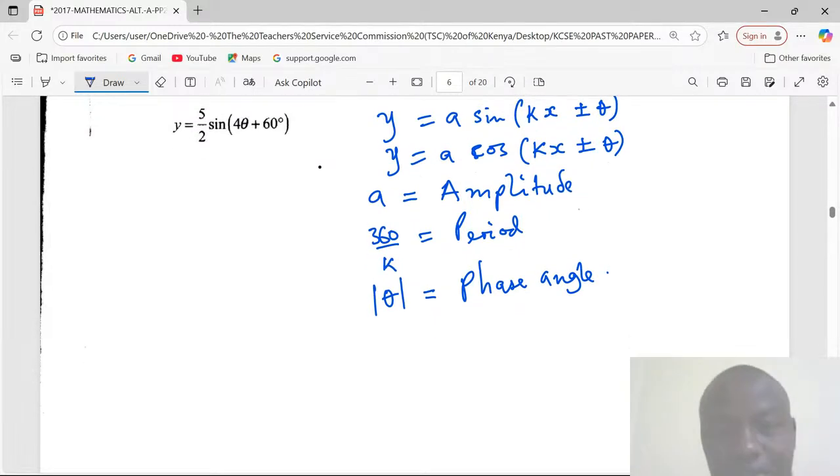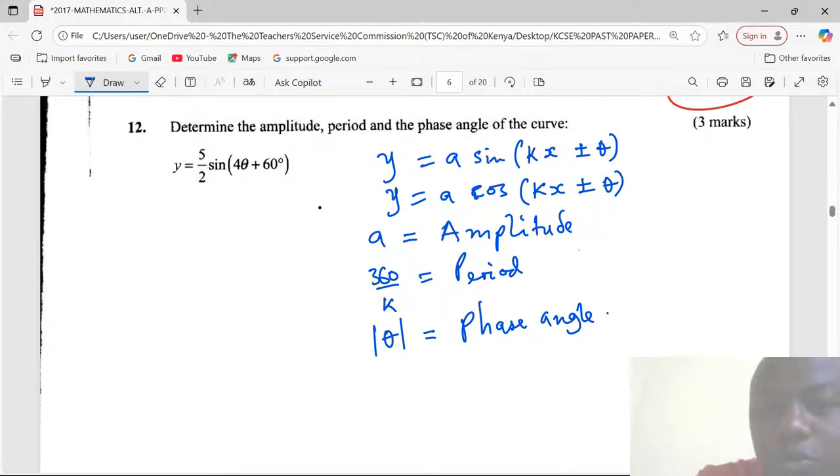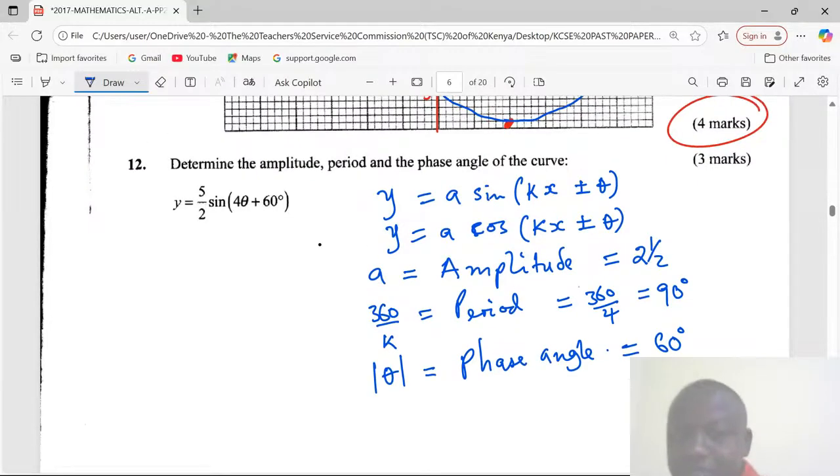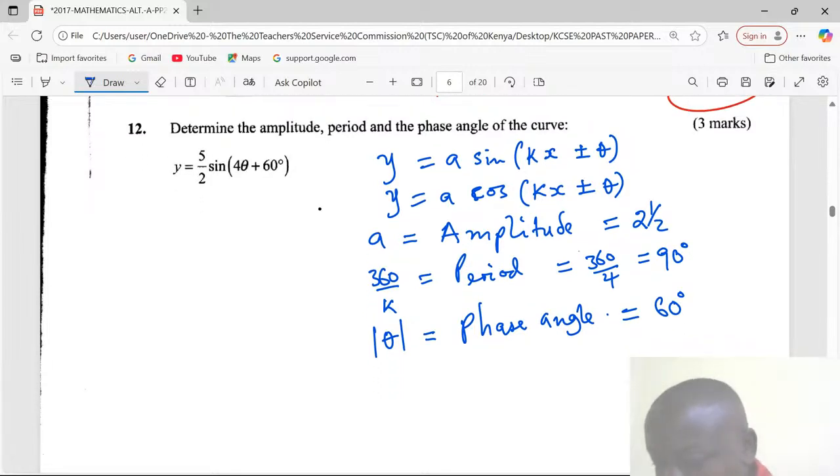So from this, we can say, according to what we are having there, the amplitude shall be 5/2, which is 2.5. The period shall be 360 over 4, which is 90. Then the phase angle is exactly 60 degrees. So you just lift the values from the function if you know how to analyze it. I don't expect a student following shifting grades to miss such things.